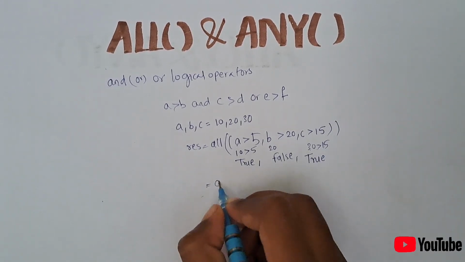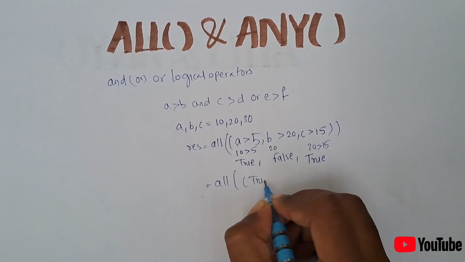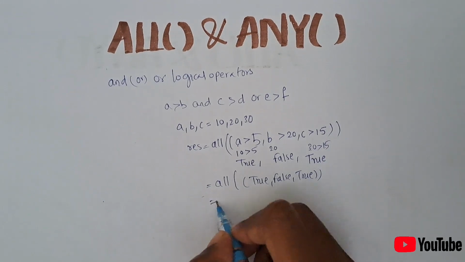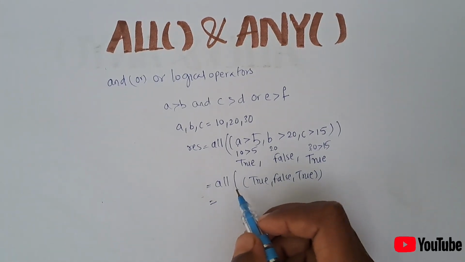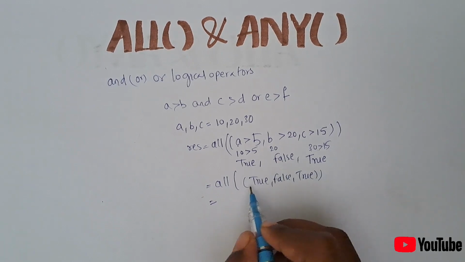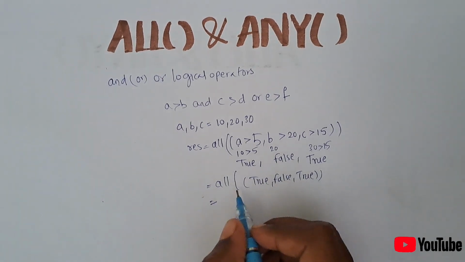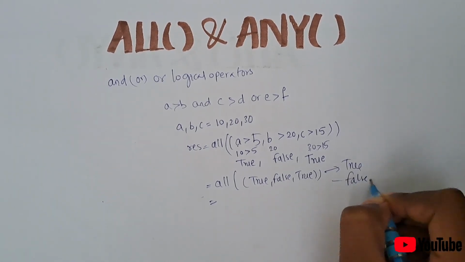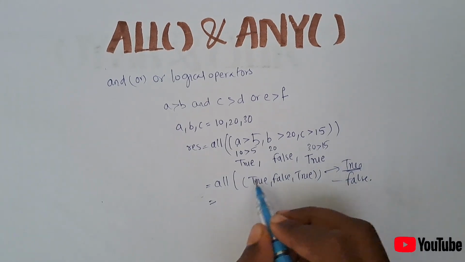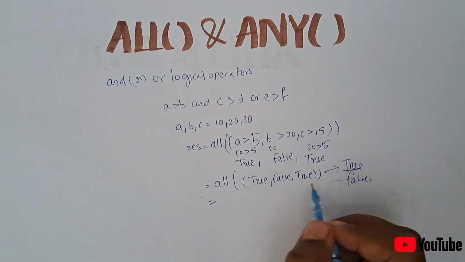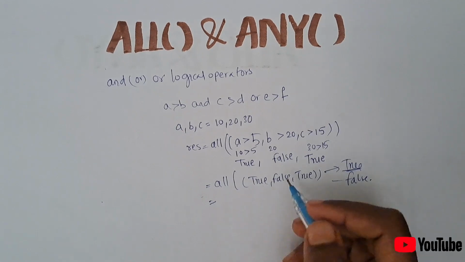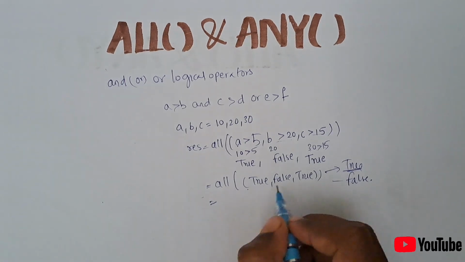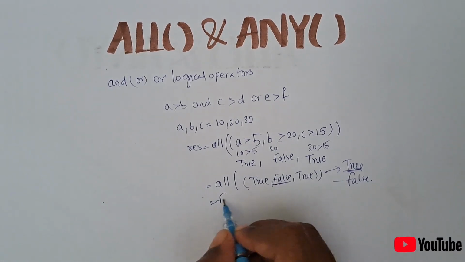So whatever you pass to all as a tuple, true, false and true as the elements in your tuple, the all function will consider all these parameters in the tuple. It will return either true or false. It returns true when all the parameters give true. So this is true, this is false, this is true. All should be true, but here we have one false, so it will return false.